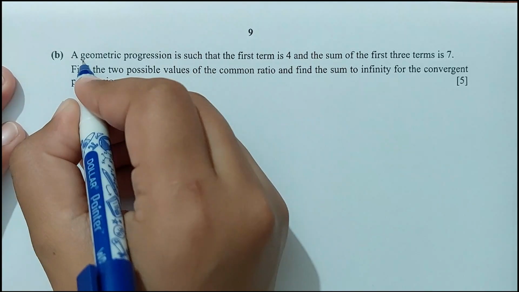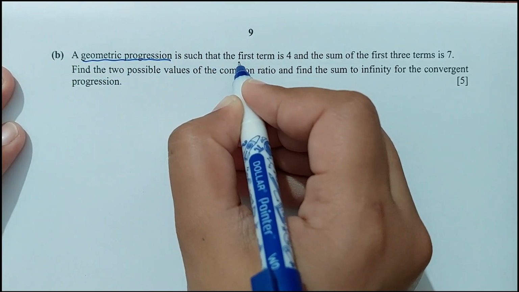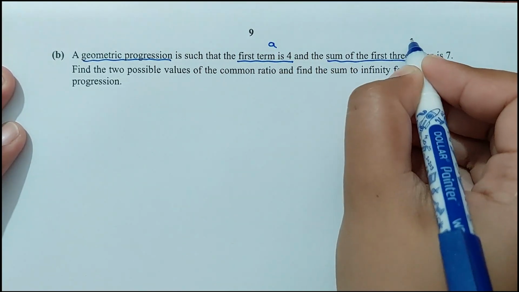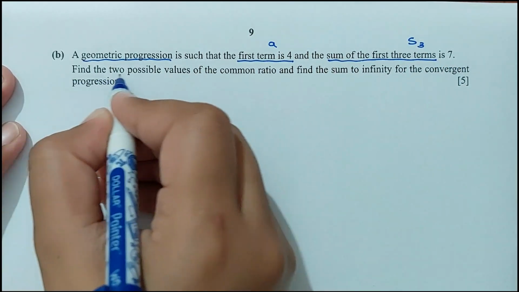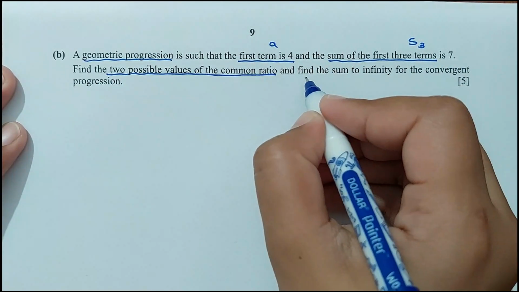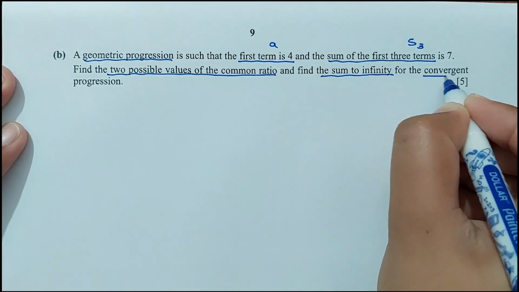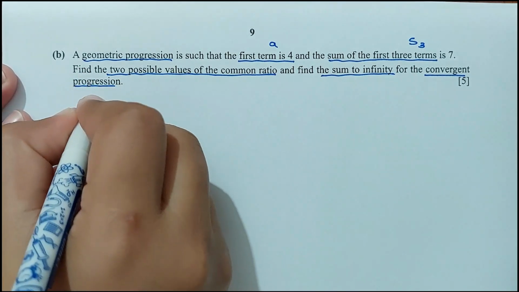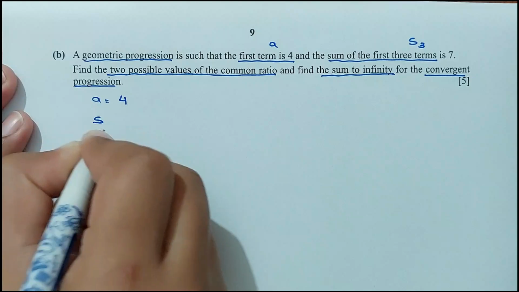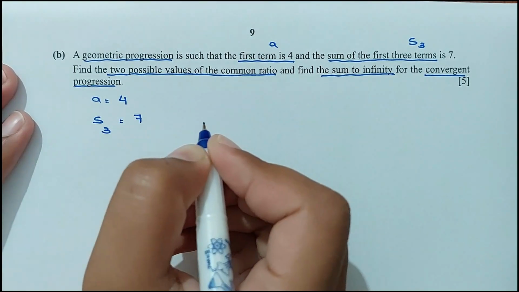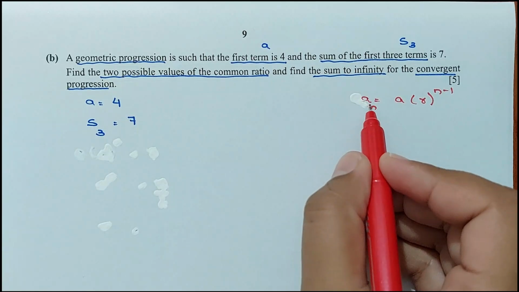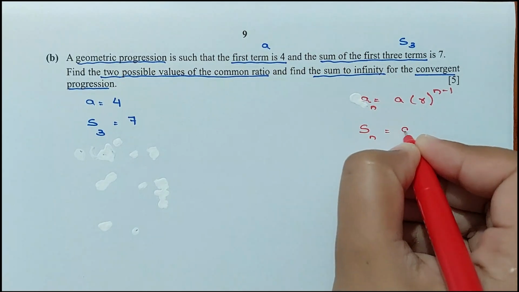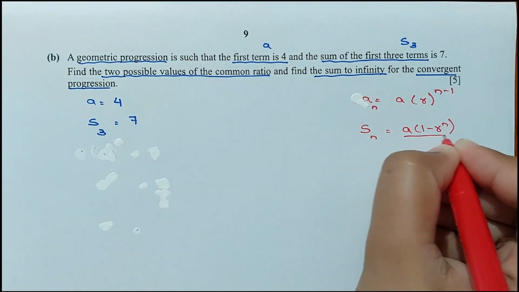Now for part B, a geometric progression is such that the first term is 4, a equals 4, and the sum of the first three terms, S3, is 7. Find the two possible values of the common ratio and find the sum to infinity for the convergent progression. All right. So first, what information we have been given: the first term a equals 4 and S3, what is S3? This is equal to 7. So the nth term formula is a_n equals a into r to the power n minus 1, and the sum formula is Sn equals a into 1 minus r to the power n over 1 minus r.